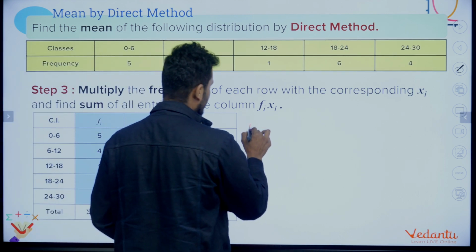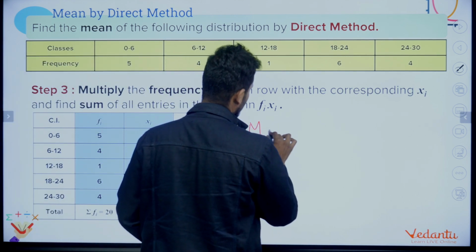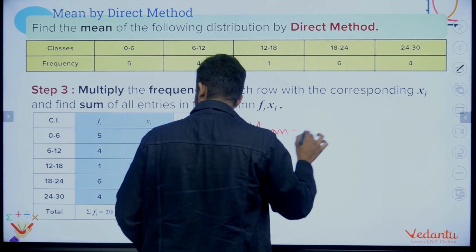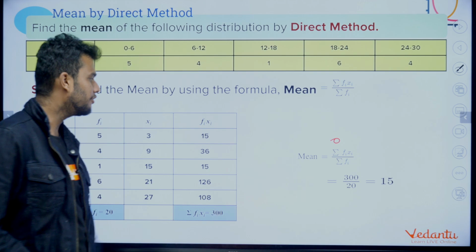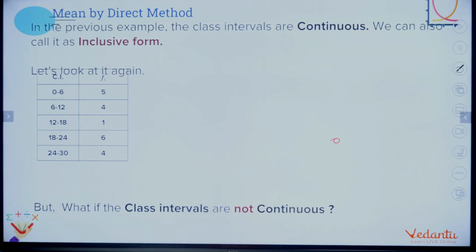What is the mean? Mean by direct method is given by 300 by 20, then what is the value? 15, very simple. Okay, students, next method.